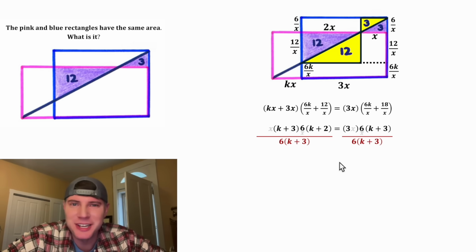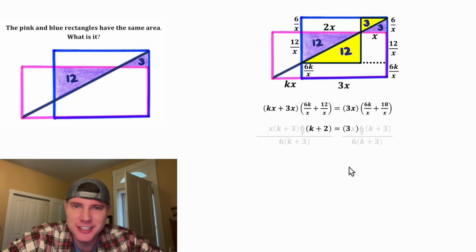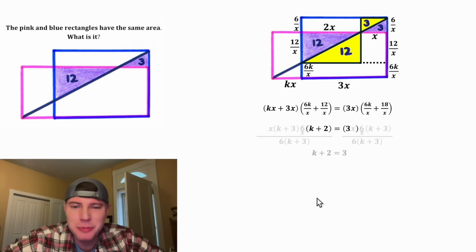So let's divide both sides by 6 times k plus 3. On the left-hand side, all of this is going to cancel out, and on the right-hand side, all of this is going to cancel out. So we're going to be left with k plus 2 is equal to 3. And after we subtract 2 from both sides, we get k is equal to 1.